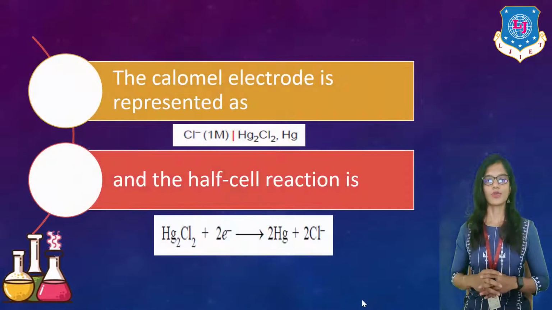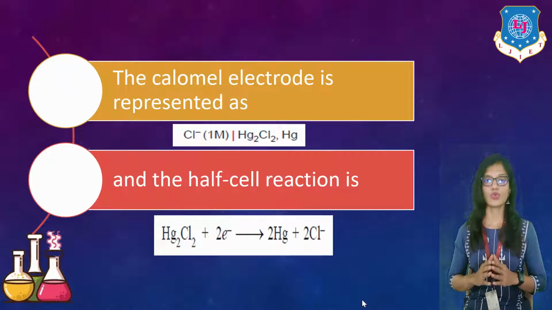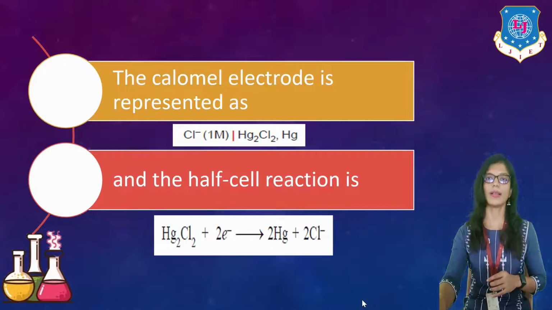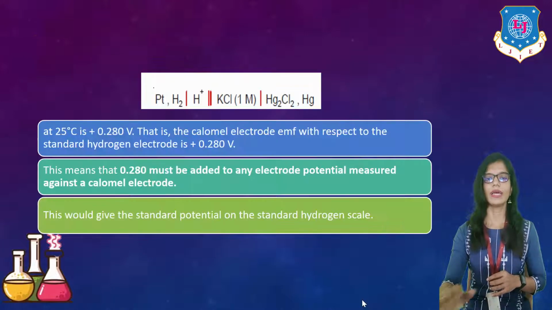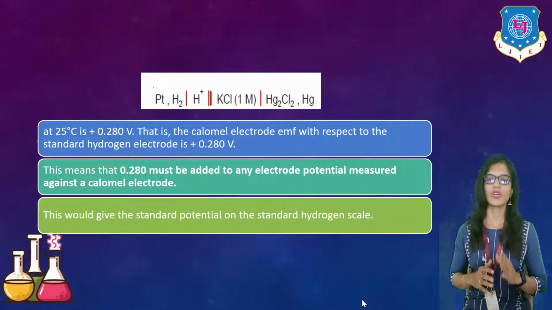So the calomel electrode is represented as Cl⁻, which is 1 molar solution, in contact with Hg2Cl2, in contact with Hg, and the half cell reaction can be written as Hg2Cl2 + 2e⁻ gives 2Hg + 2Cl⁻. Right? Now as you can see in the image, we have put both of the electrodes together.